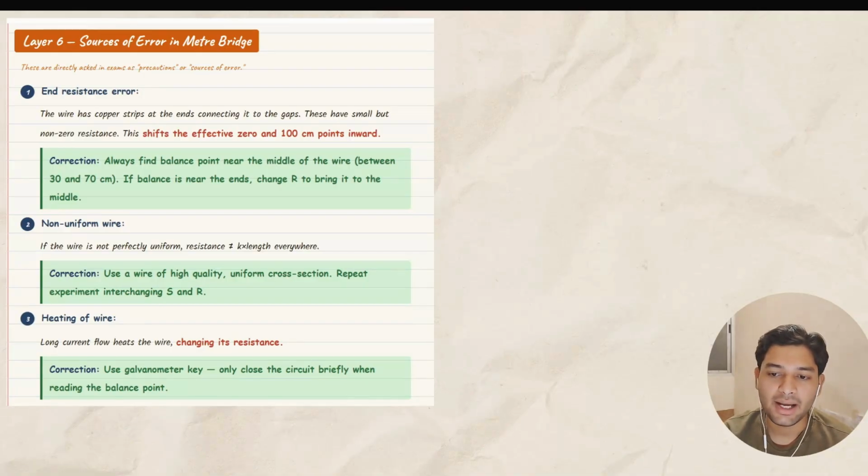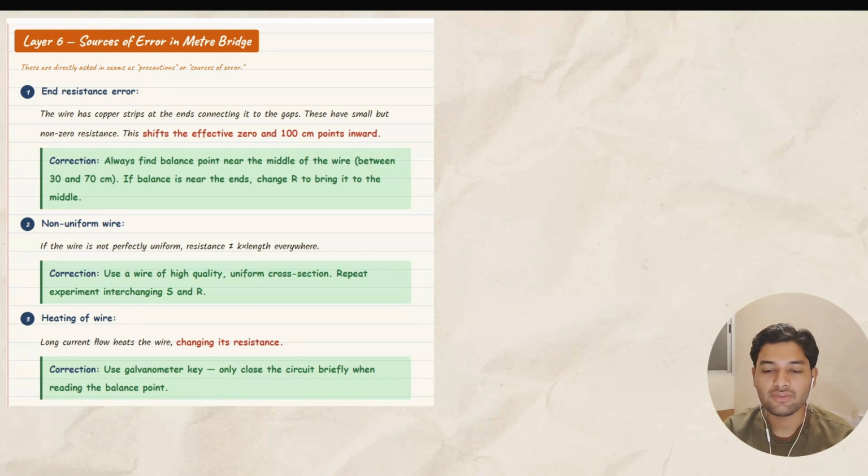Okay, so always find the balance point near the middle of the wire, between 30 and 70 centimeter. If the balance is near the end, change R to bring it to the middle. So basically I am going to ask you a particular question on this topic because it is repeatedly asked in exams, and it's a very important concept related to understanding the meter bridge.